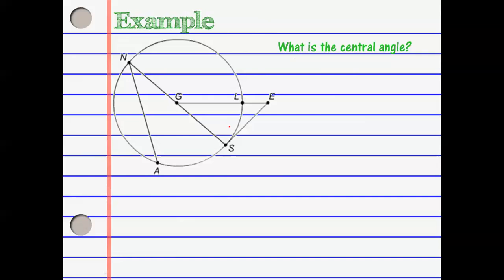This one just wants to know what is the central angle. So remember, a central angle has its two radii on the circle, and then the vertex is at the center of the circle. So here we're assuming that this is circle G. Okay, so that G would be at the center of the circle. So since G is at the center of the circle, we're looking for an angle that comes off of G to be the central angle. So that would be angle LGS would be the central angle.